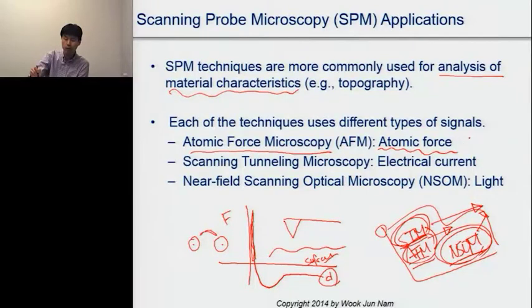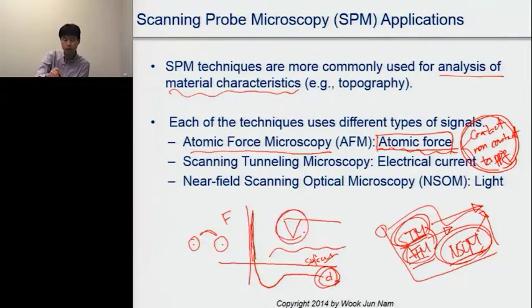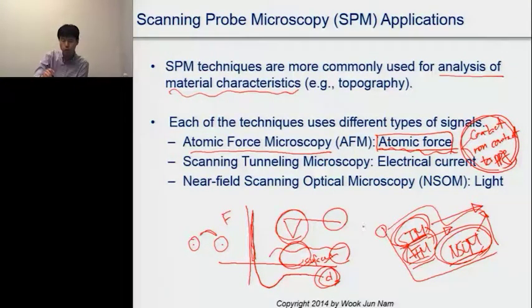The AFM uses three modes. One is contact mode, or non-contact mode, or tapping mode. All these three modes are based on the distance versus the atomic force between the cantilever tip and the sample surface. As to the scanning tunneling microscope, both the cantilever tip and the sample are conductive.